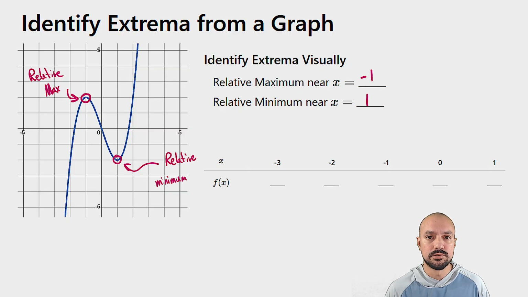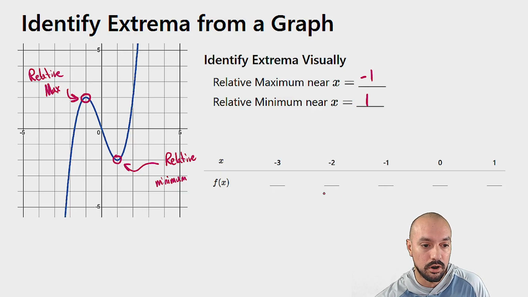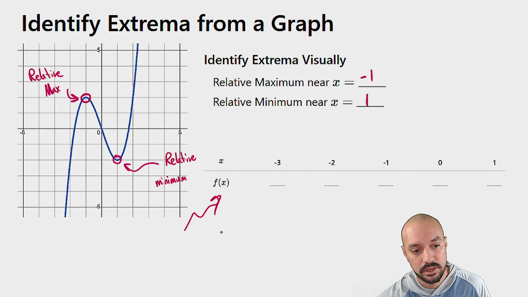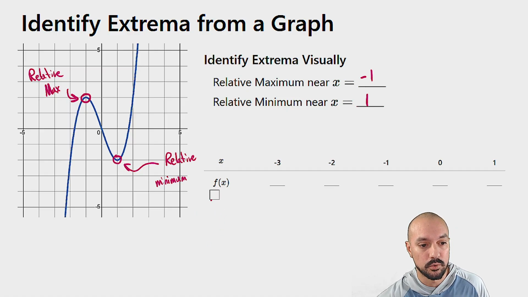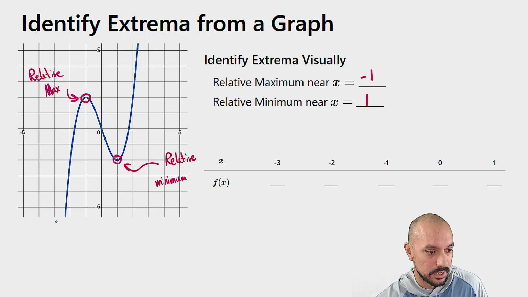Now, what if you don't have the graph? What if you just have the equation? Well, you can always complete a table of values, and the table of values is going to give away hints on where the extrema might be. For example, let's look at a couple points on here. If I look at x equals -3, x equals -3 is probably down here, if I were to drag this out a little bit more. So I'm just going to say a really small negative number.